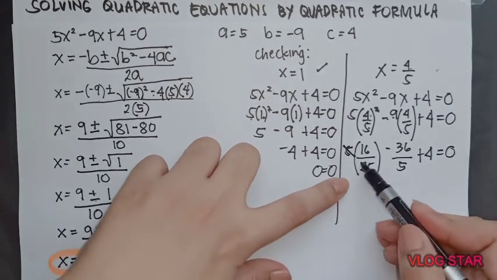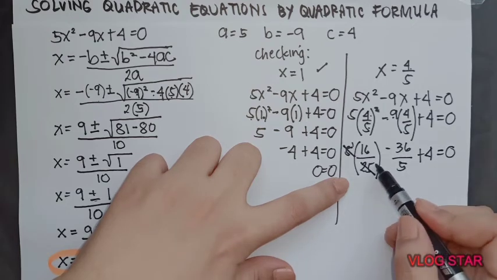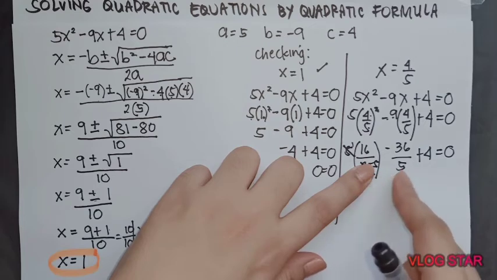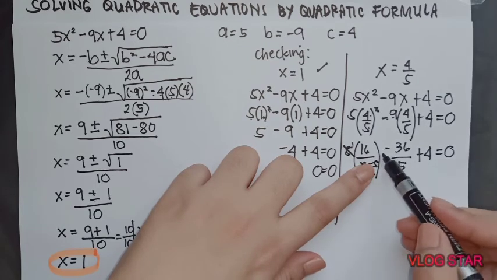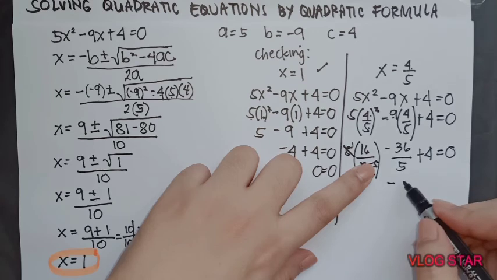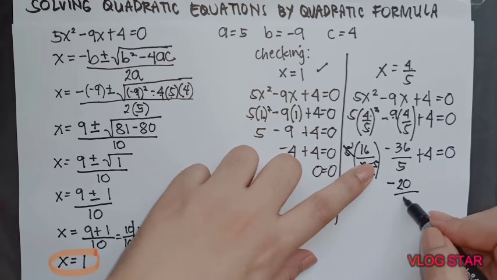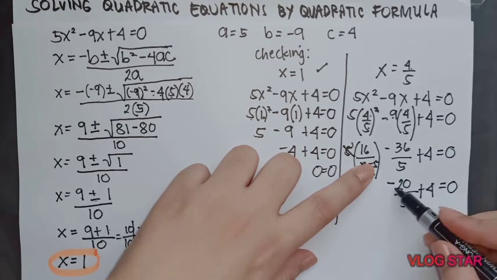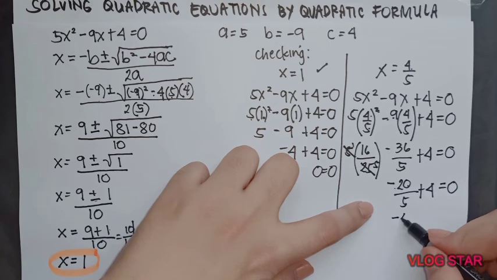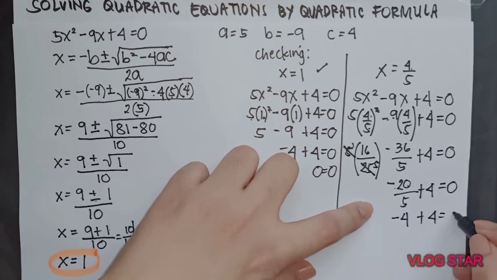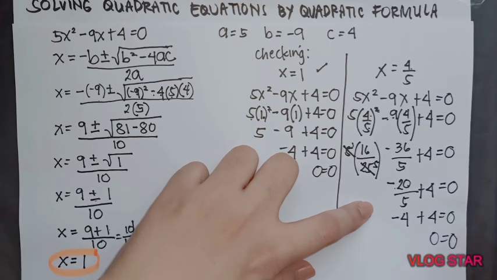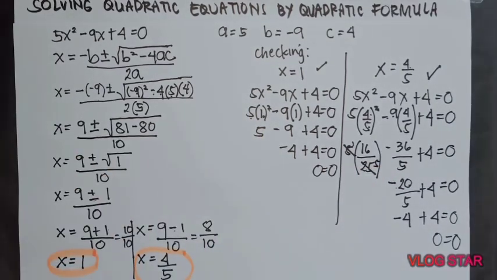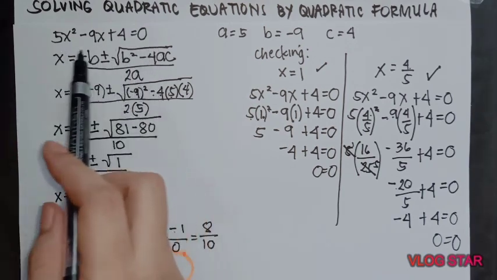We can actually cancel this. So this will become 1 and this will become 5. And these two are now similar fractions, so we can subtract them. 16 minus 36 is negative 20 over 5. Copy plus 4. Is it equal to 0? Negative 20 over 5 is equivalent to negative 4. Plus 4, is it equal to 0? Yes. Therefore, x equals 4/5 is a solution to this quadratic equation.